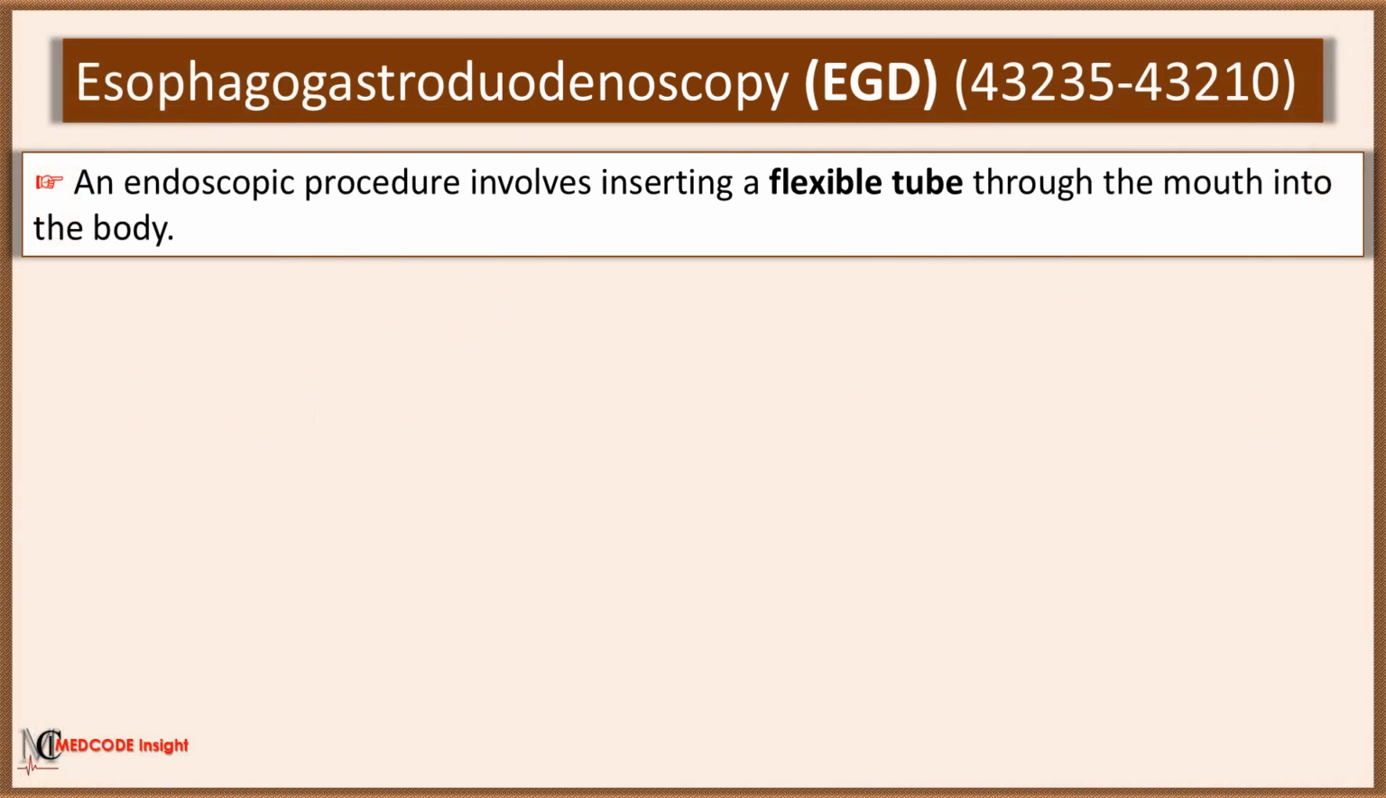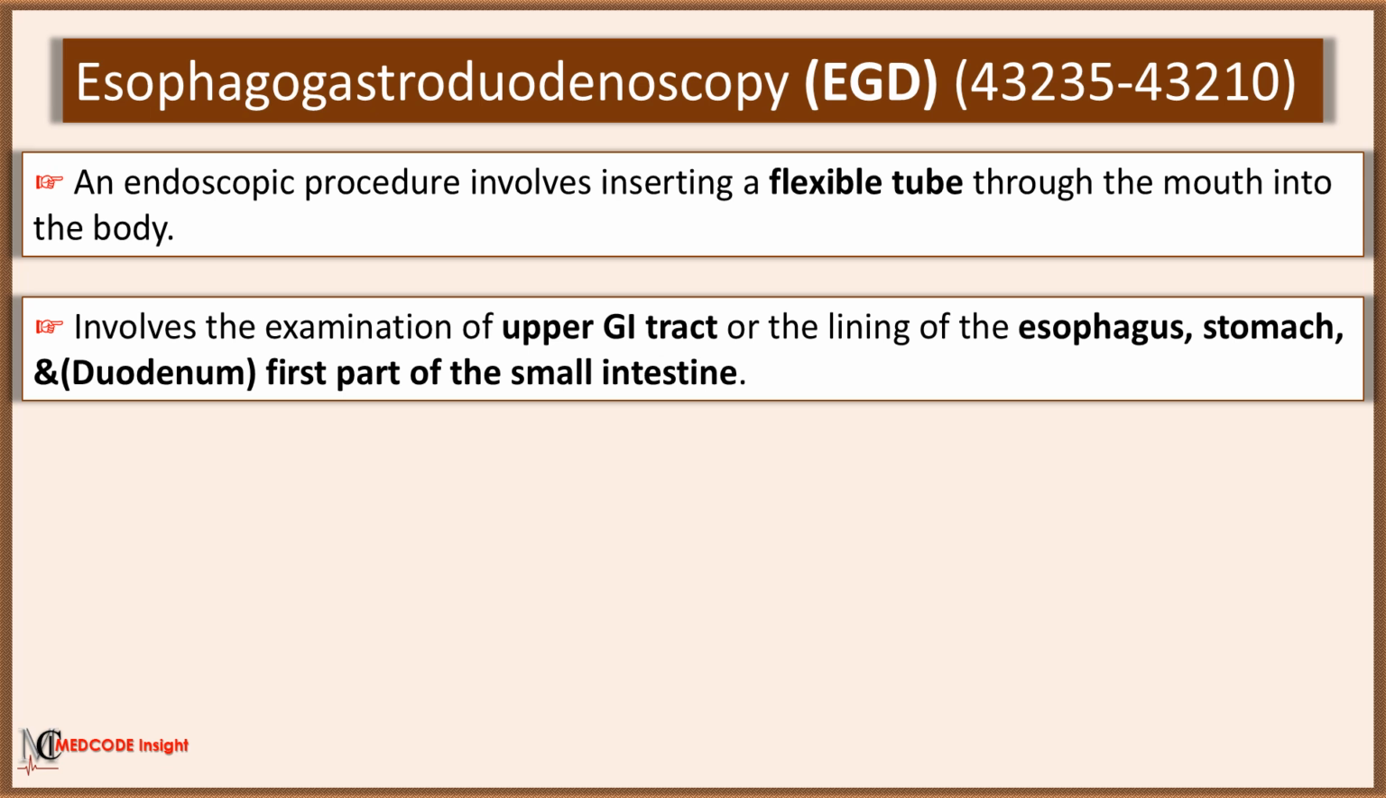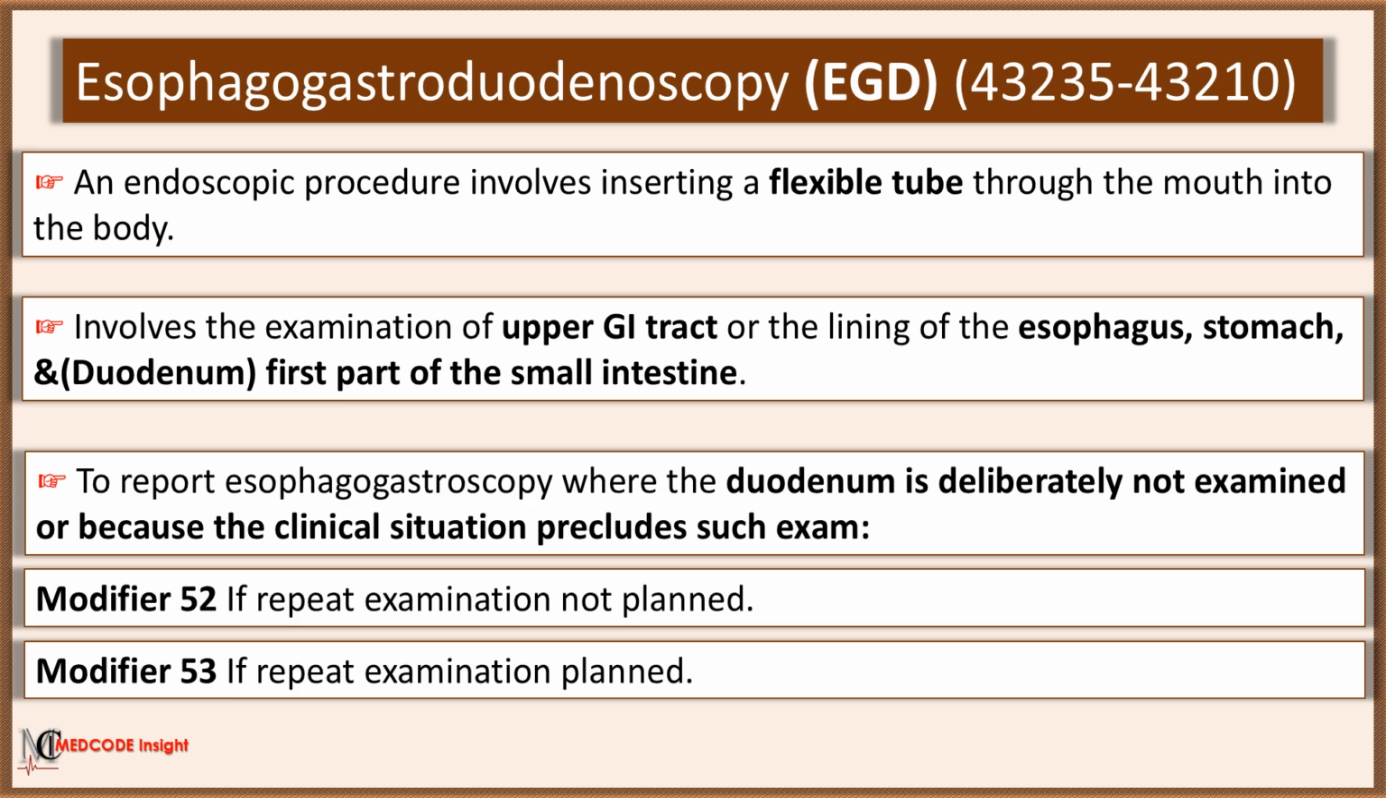Esophagogastroduodenoscopy, or EGD, is an endoscopic procedure which involves inserting a flexible tube through the mouth into the body. It involves the examination of the upper gastrointestinal tract, or the lining of the esophagus, stomach, and duodenum, the first part of the small intestine. To report an esophagogastroscopy where the duodenum is deliberately not examined, or because the clinical situation precludes such exam, append modifier 52 if repeat examination is not planned and modifier 53 if repeat examination is planned.